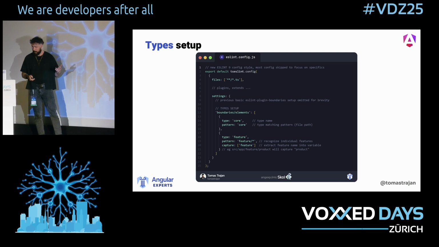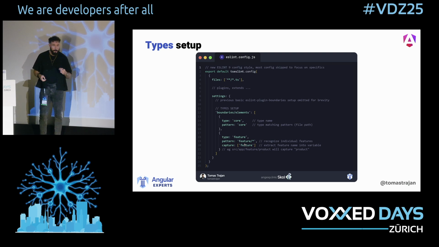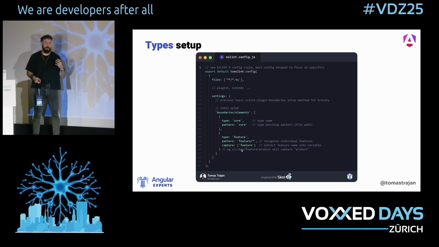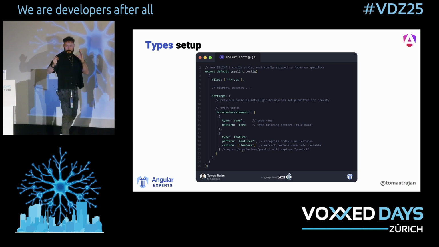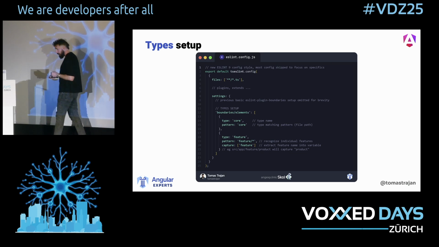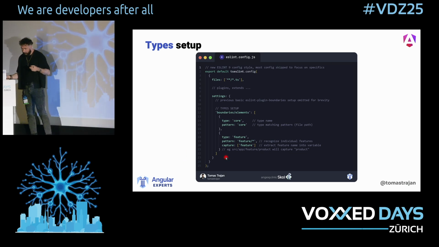Now let's do the second type, the feature. So again, it's a type feature, and then we say whatever has feature in its file path should be recognized as a type feature, but we add this one extra thing, /star, and what this means is whatever the next folder is after that should be recognized as a feature name, and we want to store that in a feature variable, which you see here, capture feature.